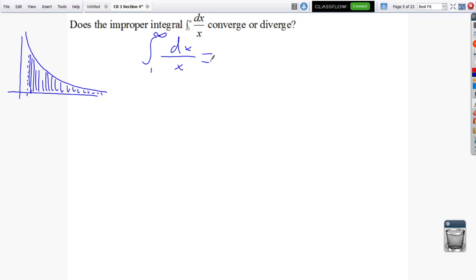Now, in order to find out if this converges or diverges, I recognize immediately that this is an improper integral because I have the infinity right here.